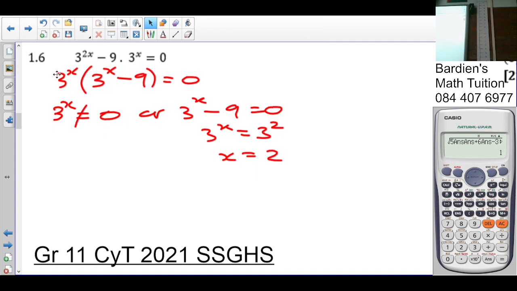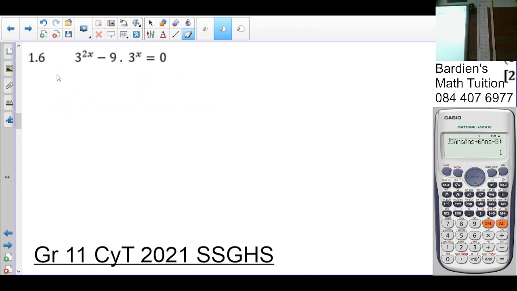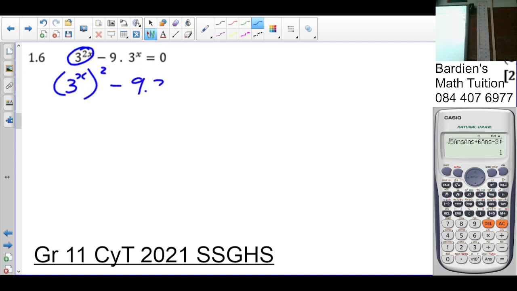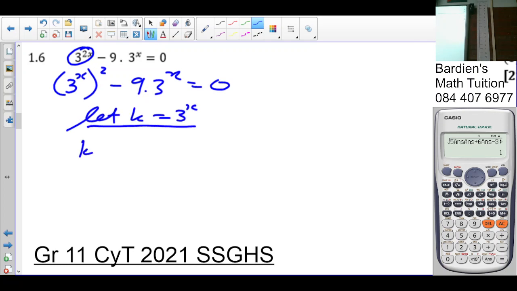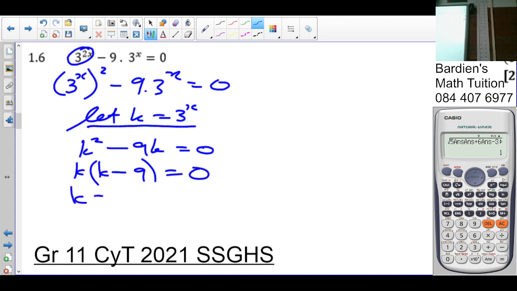But say you didn't know that. No problem. What you say is, 3 to the 2x can be written as 3 to the x squared. Not so? Minus 9 times 3 to the x is equal to 0. We say let k equal 3 to the x. So that's going to give you k squared minus 9k is equal to 0. K is a common factor. You never divide by a variable, otherwise you will lose a solution. So k is equal to 0, or k is equal to 9.